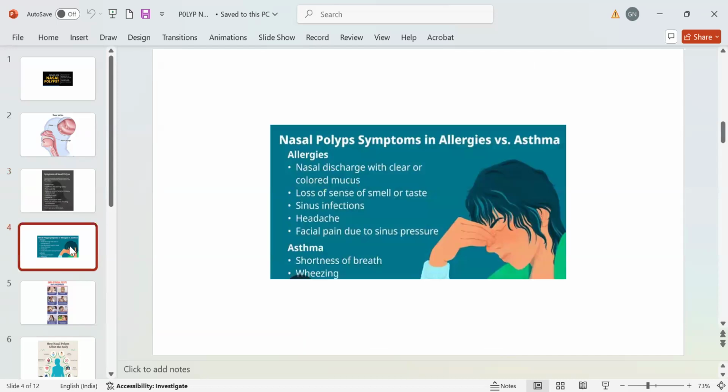Nasal polyp symptoms in allergies versus asthma. If the symptoms are due to an allergic reaction from the nasal polyp, these will be the symptoms. And in case of asthma, shortness of breath, wheezing. These symptoms can be seen here also in polyps, but other things will also be there, like nasal discharge, loss of sense of smell and taste, headache, facial pain due to sinus pressure.